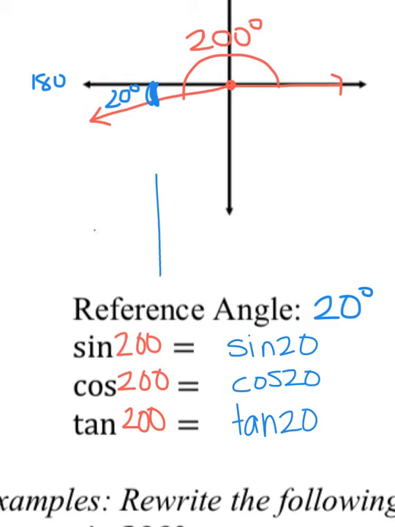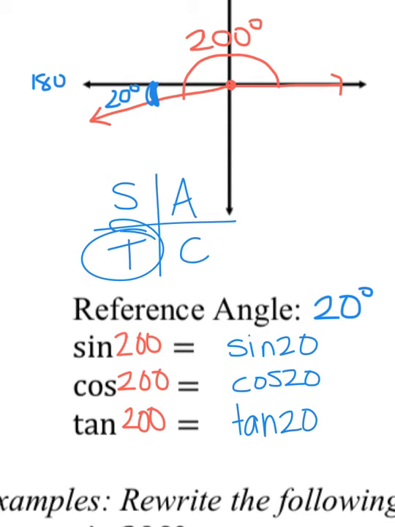Okay? Now, when we're in quadrant 3, All Students Take Calc, right? Quadrant 3, only tangent is the one that's positive. So sine and cosine, you have to negate. Okay? Tangent's positive, so you leave it alone. It doesn't change signs.